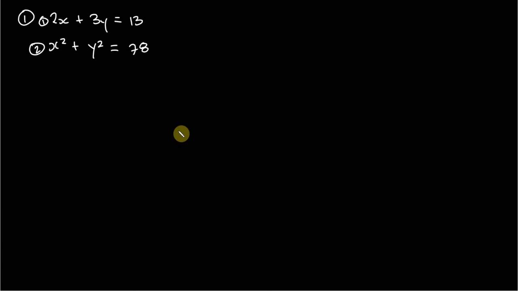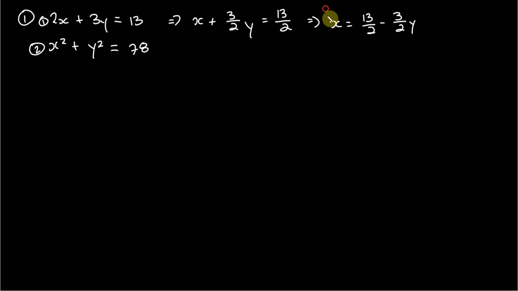The best way to go about this, I think, is that this first equation can simplify nicely. We can isolate x by dividing by 2 right across this entire equation, which will give us x plus 3 over 2y equals 13 over 2. Now we can subtract 3 over 2y from both sides. So x equals 13 over 2 minus 3 over 2y. I'm just going to box that off because we need to remember this.